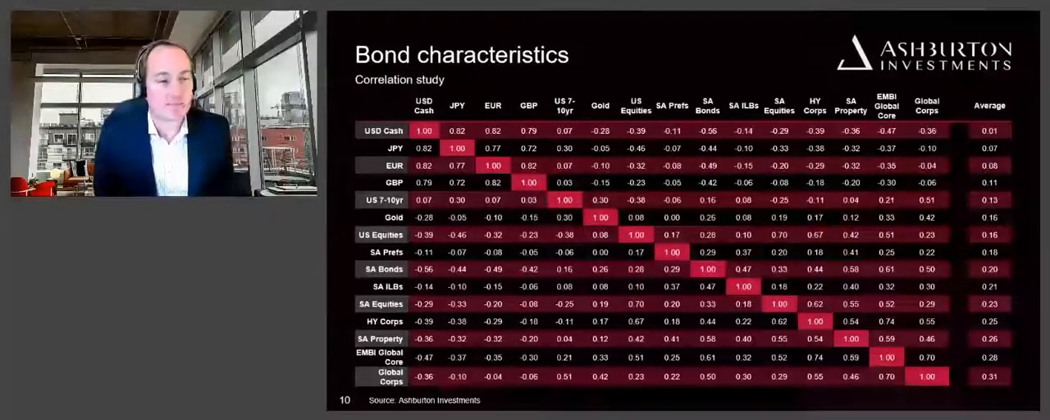And I calculated just a simple correlation table. I calculated an average, and the average correlation of the US dollar cash with all the other asset classes was 0. It's effectively the lowest correlation that it has with anything else. And in fact, the US dollar cash has the highest correlation with other currencies. And with most asset classes, it actually has pretty negative correlations. Right? So if you look at that top line, it gives you an idea of how good a diversifier US dollar cash is.